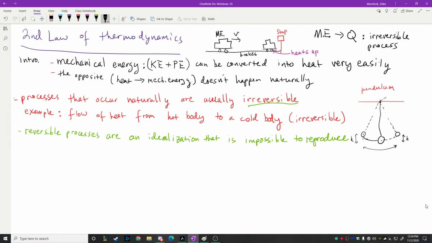So if it was reversible, since I'm saying reversible processes are an idealization that's impossible to reproduce, a reversible pendulum would be one that swings forever, right? In things that you've read or seen, this type of thing would be called a perpetual motion machine, right? Have you all heard that expression before, perpetual motion machine?